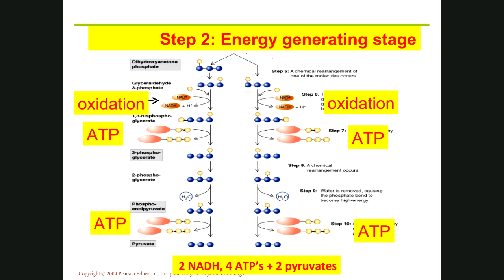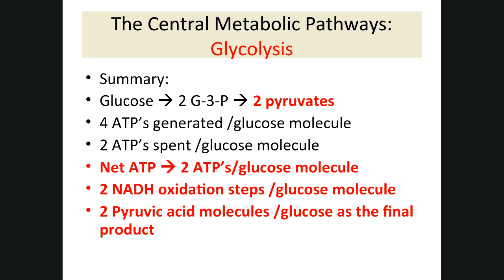So definitely know what are the end results, the end products of the energy generation step. What are we producing? 4 molecules of ATP, 2 molecules of NADH. Now, we did produce 4 molecules of ATP that have been generated by substrate level phosphorylation. However, we spent 2 ATP molecules at the beginning. So the net gain is 2 ATP molecules. 4 minus 2, the 2 is spent, is a net gain of 2.